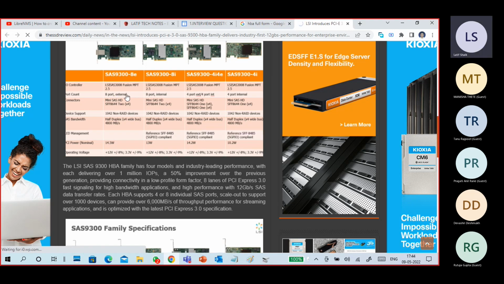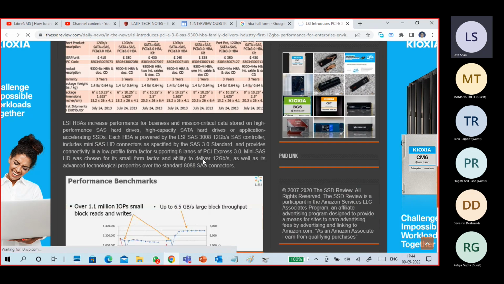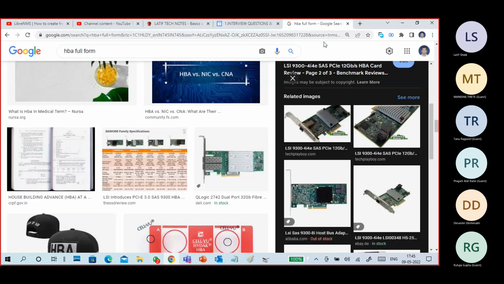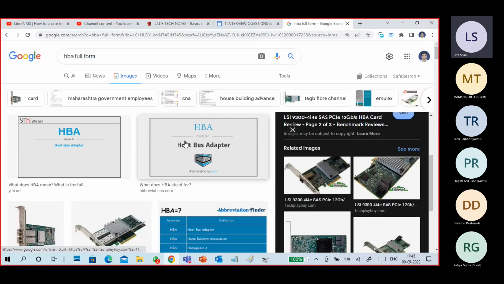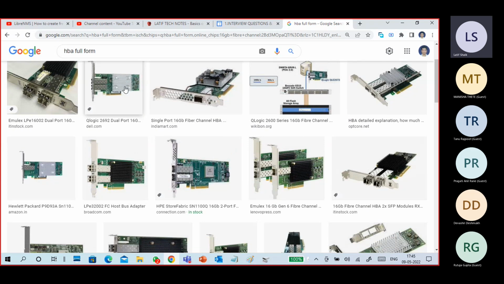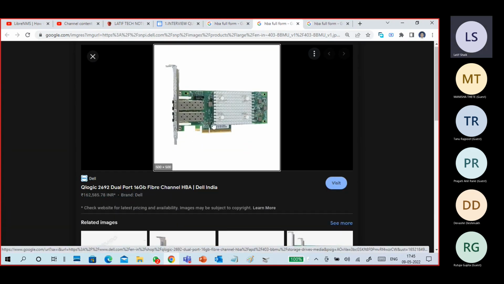So look at this picture. These are different models, different sizes, different kinds of characteristics also. You can buy HBA cards from the internet also. This one is from Dell, you can buy from Dell also, India Mart, Amazon. This is from Dell.